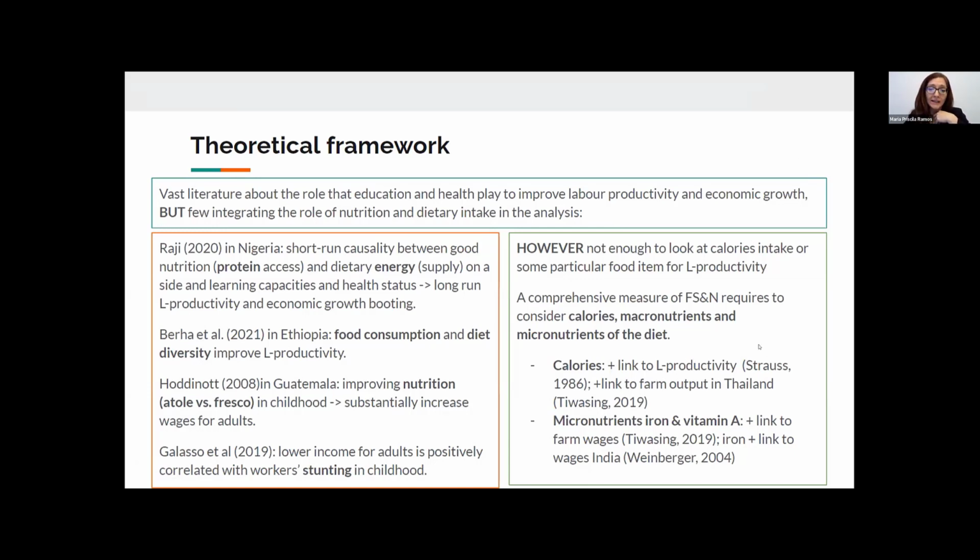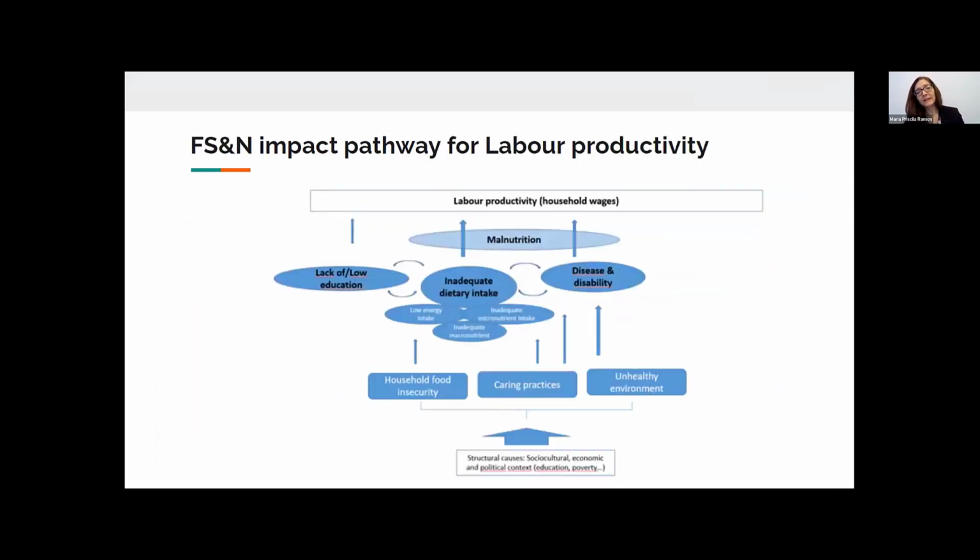On your right, you have other papers that introduce the link between labor productivity and the consumption of calories, of kilocalories, which is a positive relationship, and even some micronutrients like iron and vitamin A, which are also key to improving wages. These are papers that focus on Thailand and India, but there is no paper related to Kenya, to the best of our knowledge.